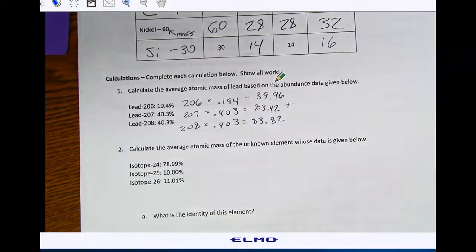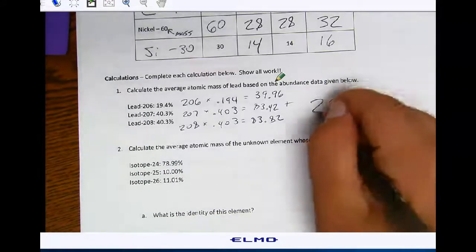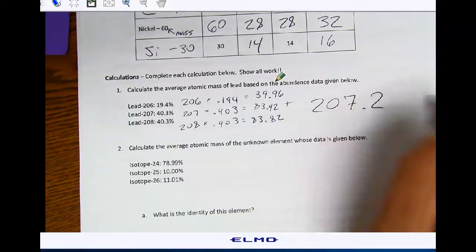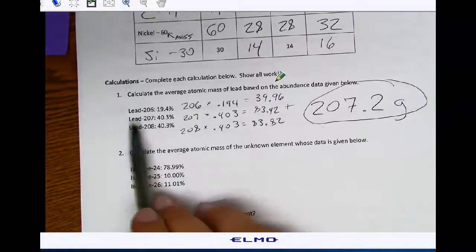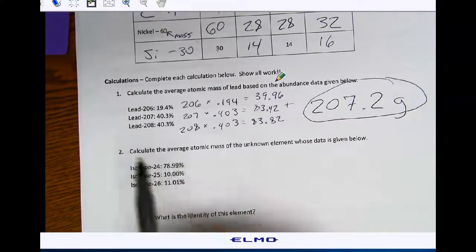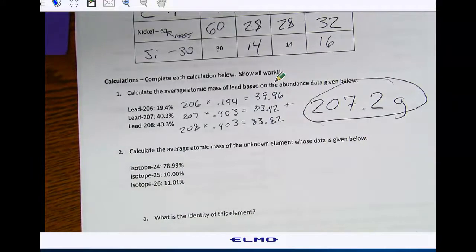So I add all three of those numbers. So 39.96 plus 83.42 plus 83.82. I got 207.2. Now, one way I can check myself is what is the mass of lead on the periodic table? Well, the mass of lead is 207.2. We are spot on.